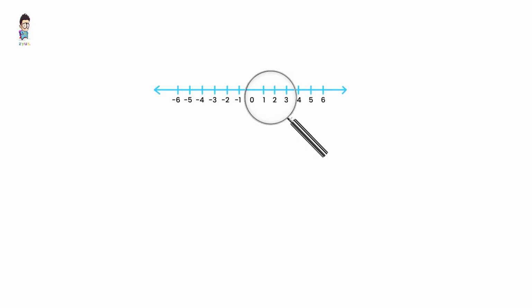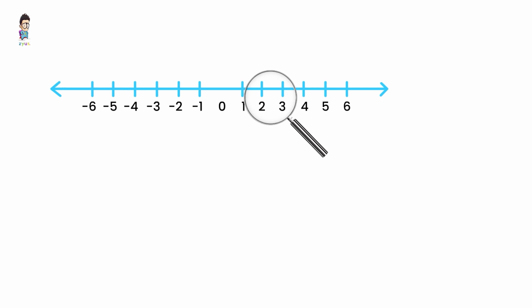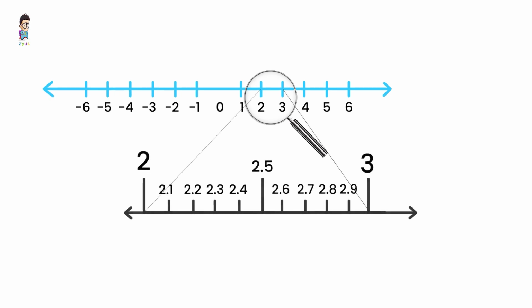Suppose we need to locate the number 2.665 on the number line. And we all know that this particular number lies between 2 and 3. To get a clear view, we can use the help of a magnifying glass. The first mark that is right next to 2 is 2.1, and the mark next to 2.1 is 2.2, and so on. And here we know that our number 2.665 lies between 2.6 and 2.7.